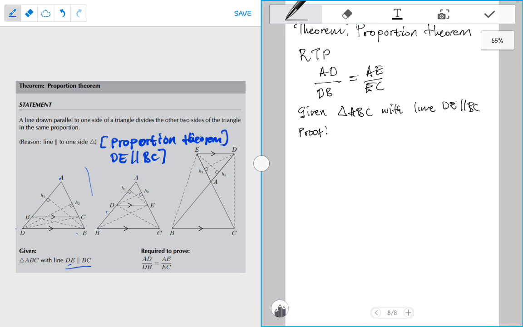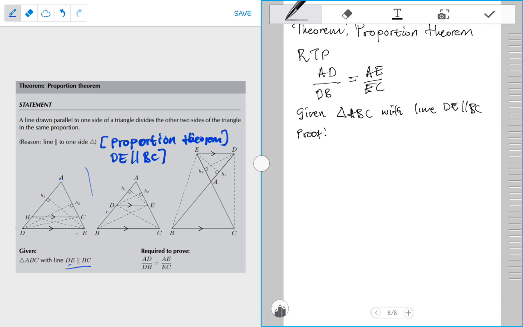Then we have to make some constructions. Mind you, these dotted lines, we are assuming are not there, so you should construct them, and you should know that you are constructing them. Construction: draw the heights, maybe H1, and H2.